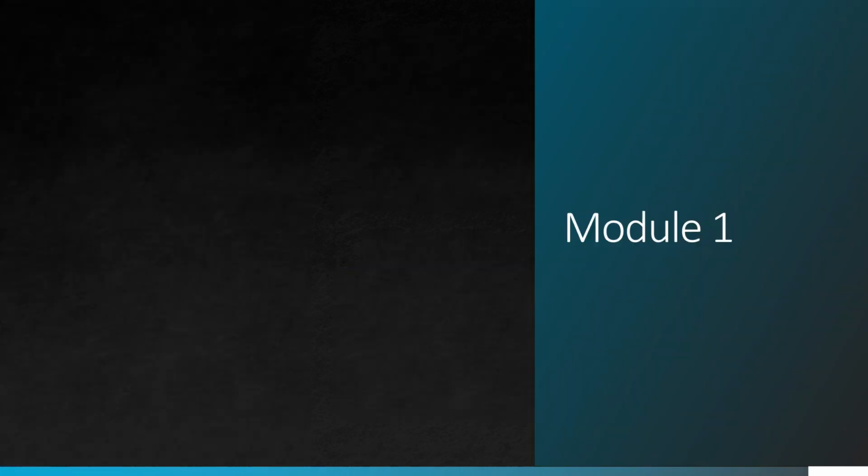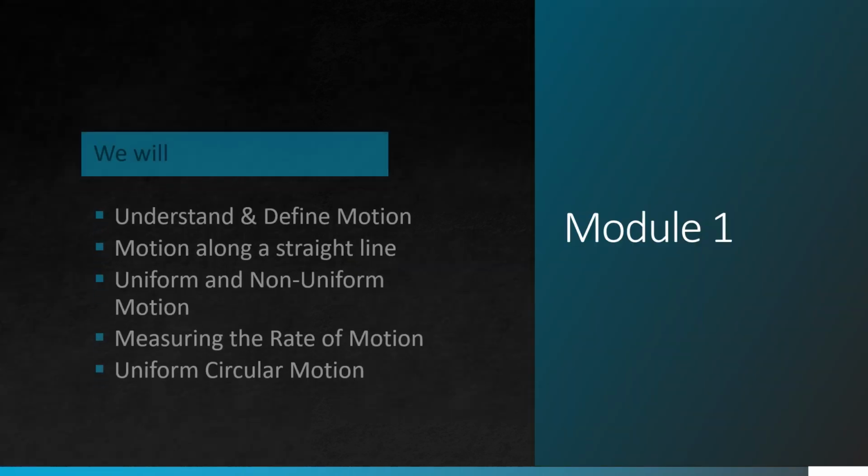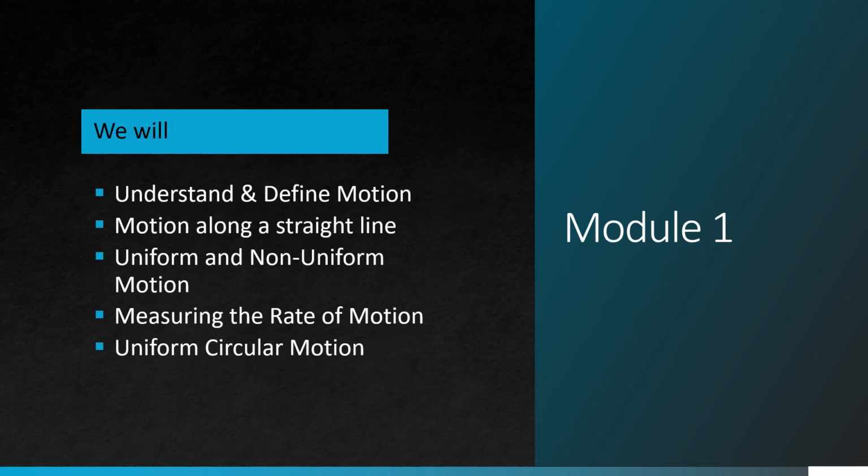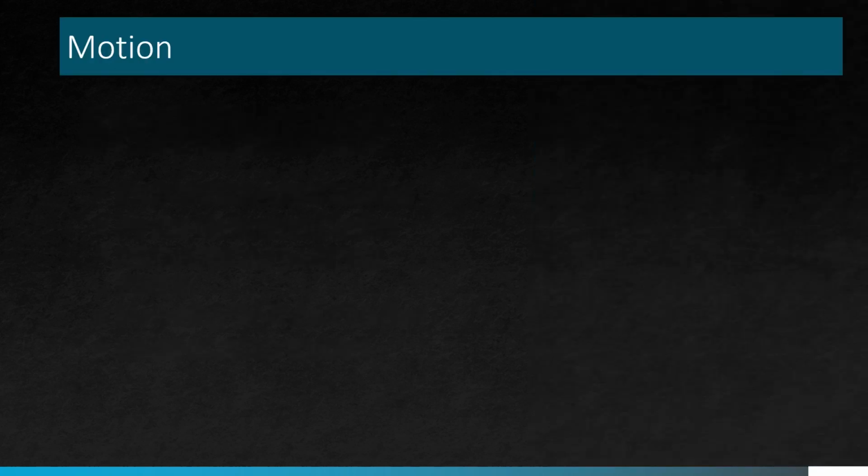This video deals with Module 1, wherein we cover the major topics as per the NCERT. The sequence of the topics we'll cover are: first we'll understand and define motion, then we will understand motion along a straight line, uniform and non-uniform motion, measuring the rate of motion, and finally uniform circular motion.